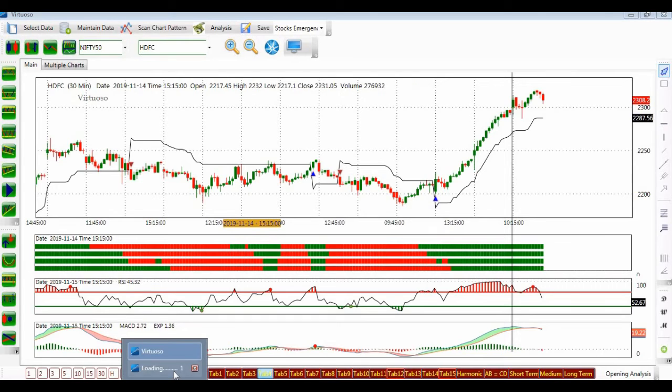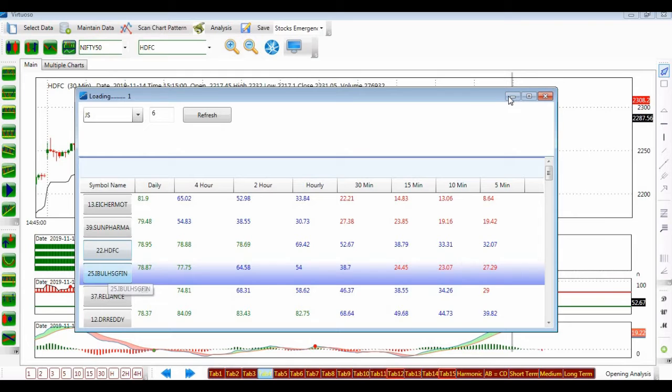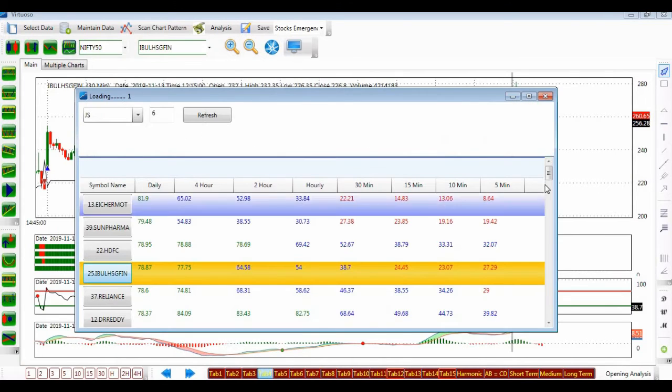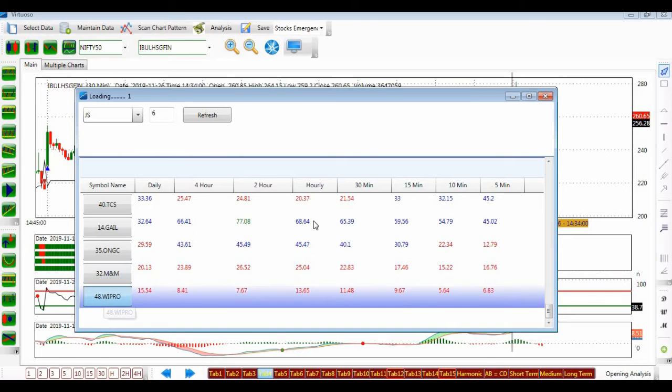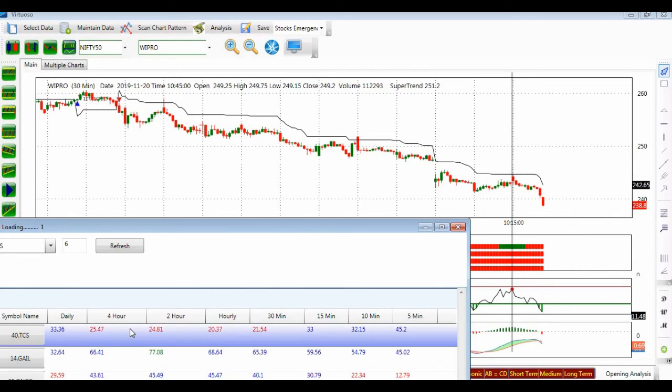Any of the stocks which is above 70 here would give you a buy signal since last 5 to 10 days. India Bulls, if you click here, yeah, since last 3-4 days it is in buy. Automatically it gives you indication about how these systems are performing. Similarly, if any of the daily or 4 hours are in red below 30, for example Wipro, it is not only sale from today, these are in sale from many days.